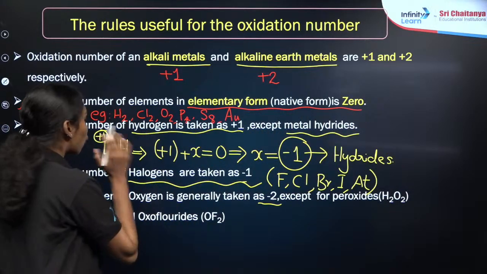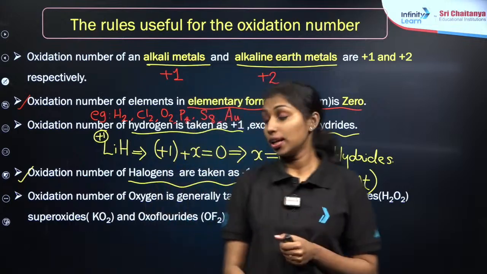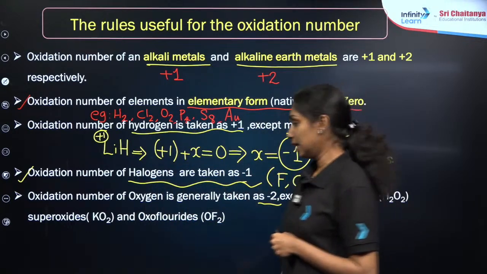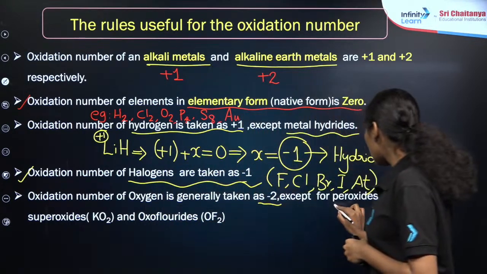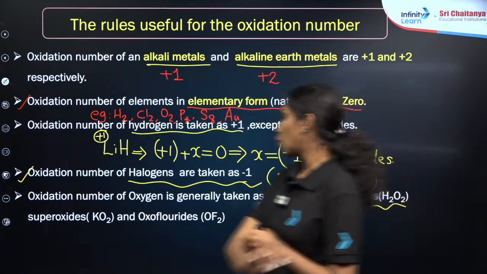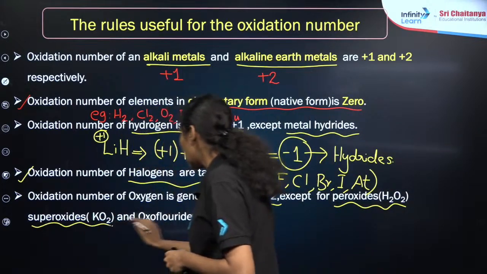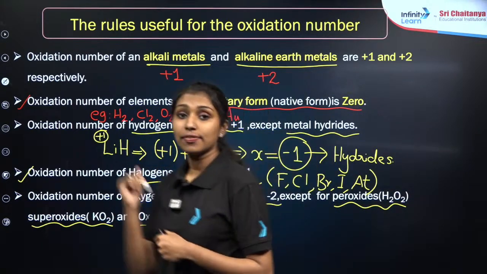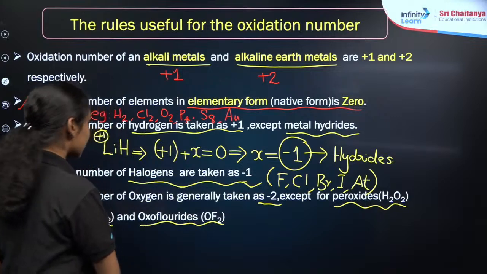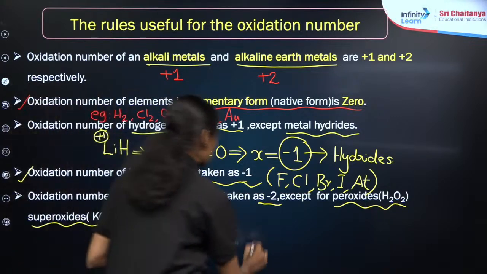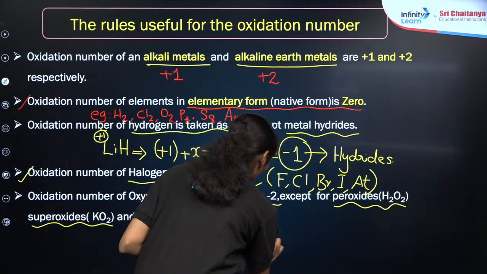Okay, the oxidation number of oxygen is generally taken as minus 2. But some exceptions are there. If we are considering peroxide bonds or superoxides or oxofluorides, oxygen will show various oxidation numbers, right? For example, if I am taking H2O2, that is the peroxide.